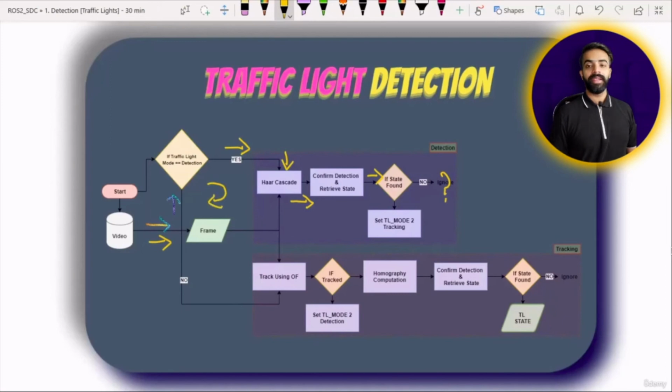If a particular traffic light has been detected and its state is retrieved, then the mode of the traffic light detection algorithm is now set to tracking. Then once in the tracking stage, the optical flow tracking algorithm tracks the traffic light in the next few frames. In each of these tracked frames, the region of interest of the traffic light is retrieved using homography, and its state is extracted in the next frames. This process continues until the tracking algorithm fails. If it does fail, then the traffic light detection algorithm reverts back to its original position, and the cycle repeats.